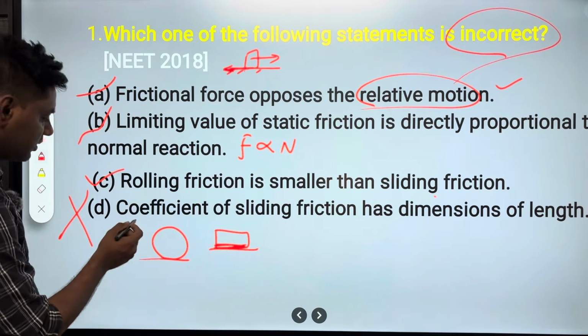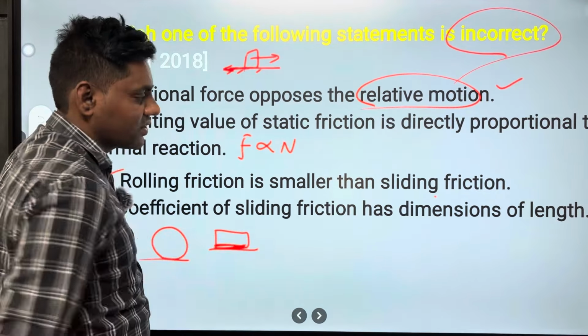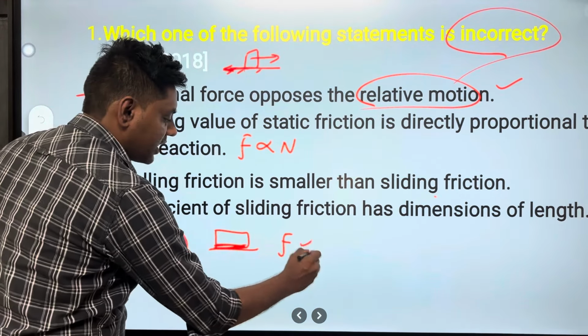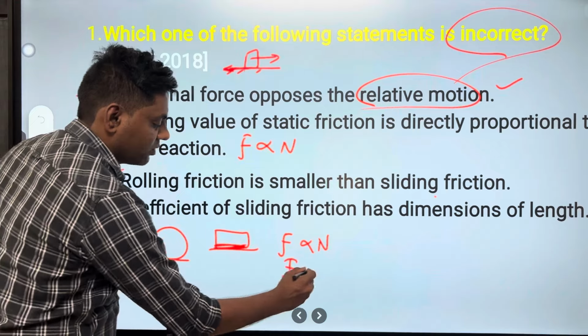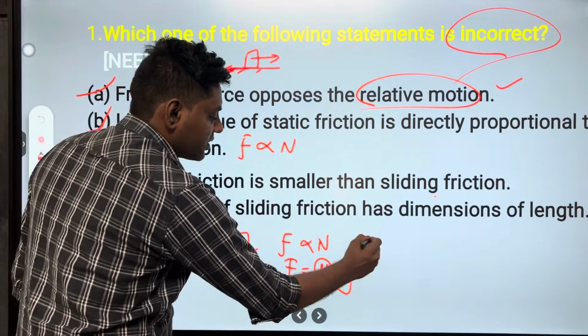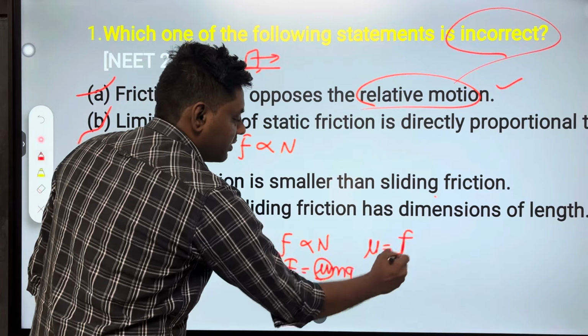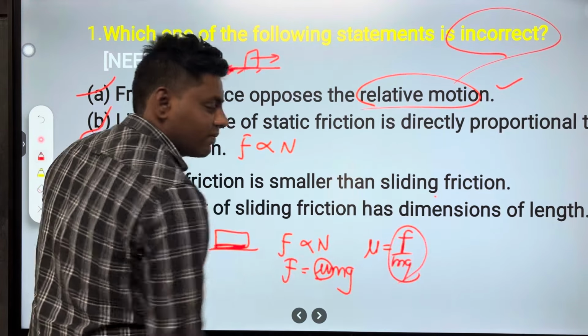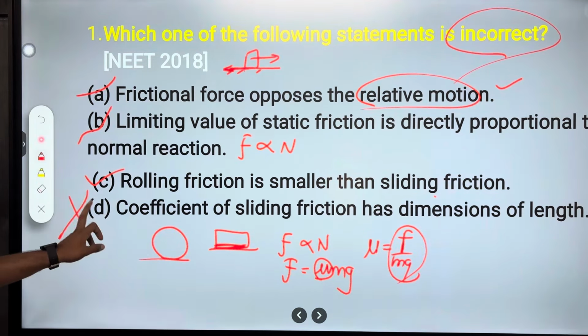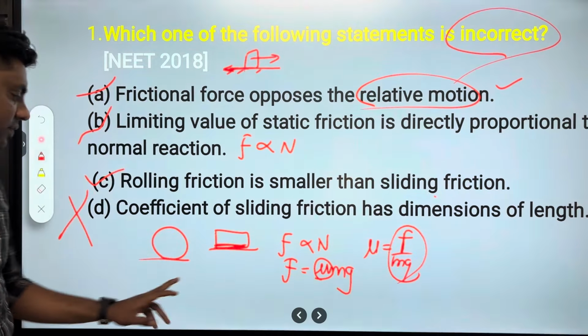So we also read that the coefficient of sliding friction has dimensions. Wrong. Why? Because frictional force is directly proportional to the normal reaction. Frictional force equals mu mg. So mu equals force divided by mg. Both are the same physical quantity, so it has no unit and no dimension. The correct option is D. The incorrect statement is D.